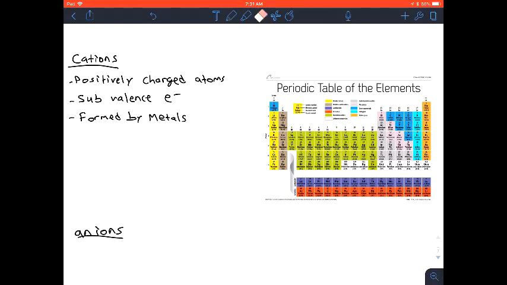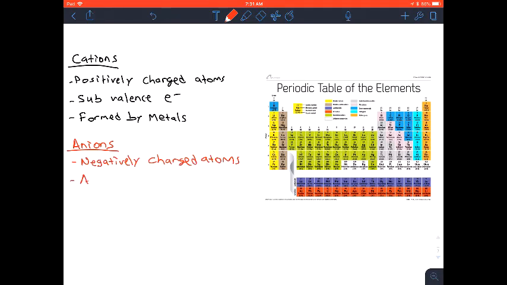Anions, on the other hand, are negatively charged. You have to add valence electrons.